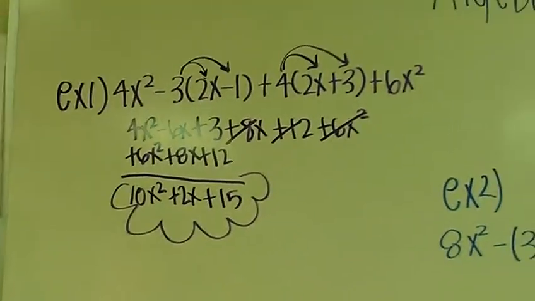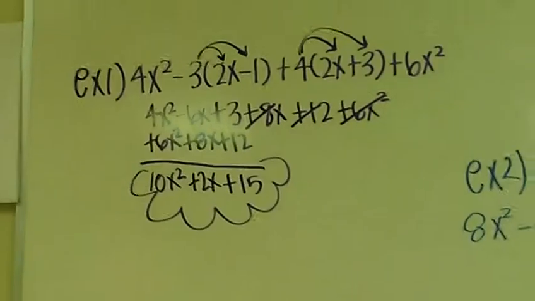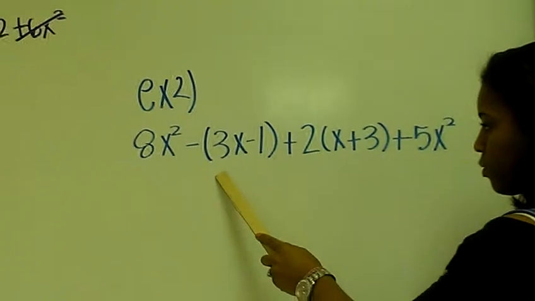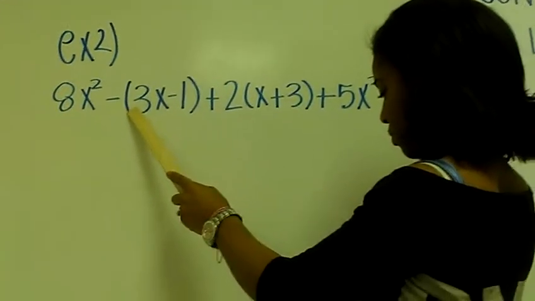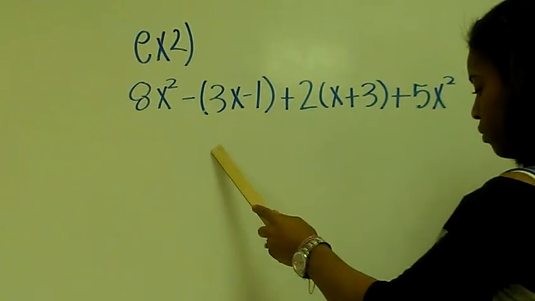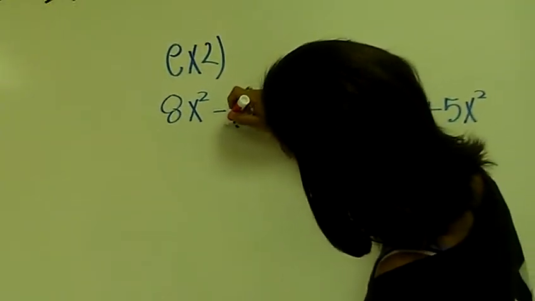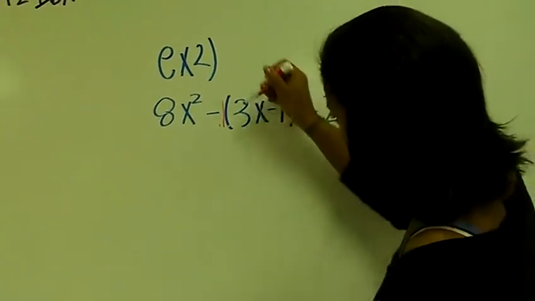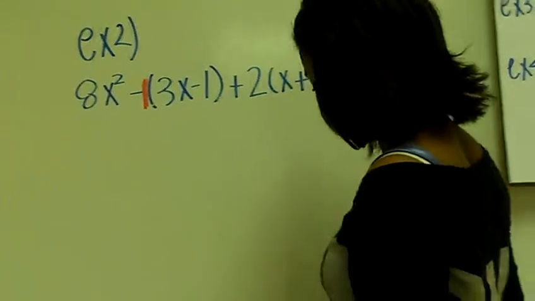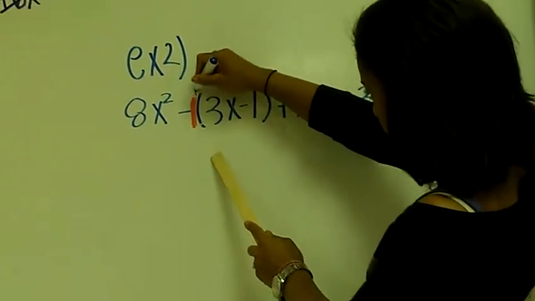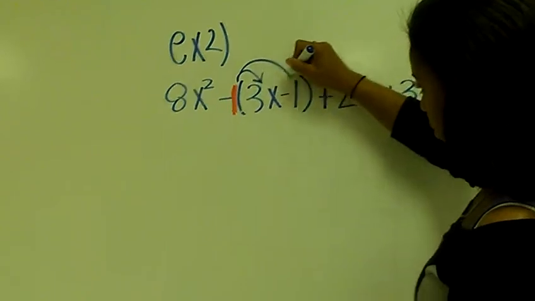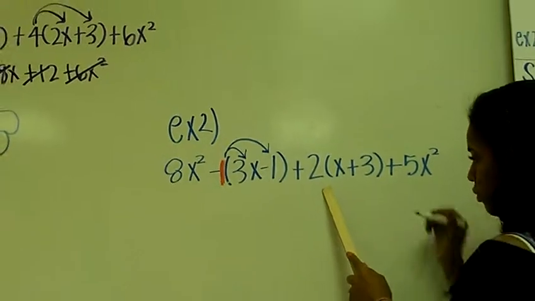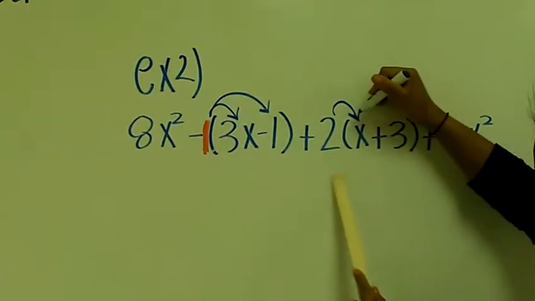Now we'll go to example 2. Again, we have distributive property. We see parentheses. But with the first set of parentheses, we don't see a coefficient in front of our parentheses. We know that we're going to distribute a negative 1. Can't see the 1. So we'll draw an arrow from the negative 1 to 3x and from the negative 1 to the negative 1. Our second set of parentheses, we'll draw an arrow from the 2 to the x and the 2 to the 3.